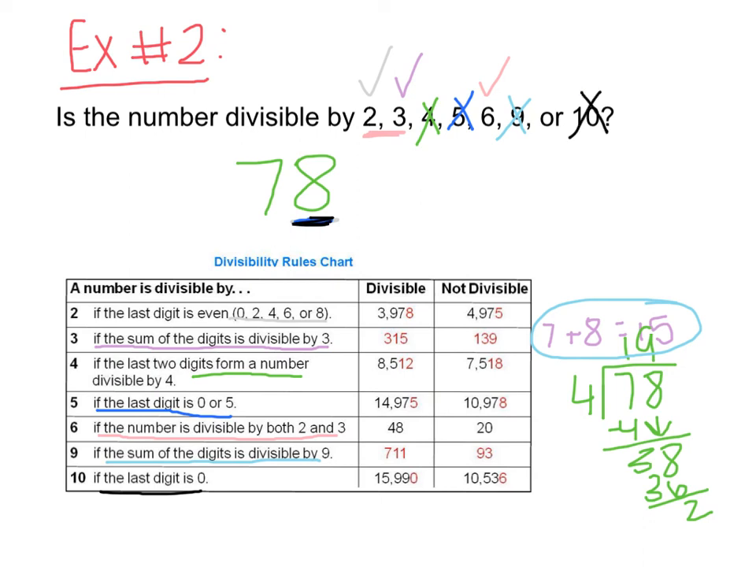So 78 is divisible by 2, 3, and 6. If we divided 78 by 2, 78 by 3, and 78 by 6, we would get whole numbers as our quotient.